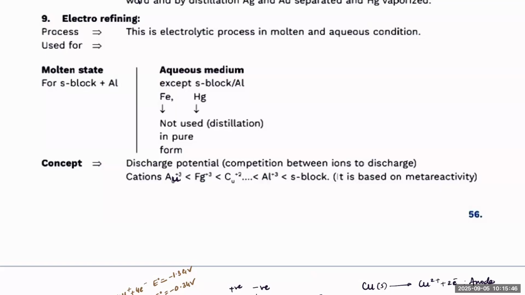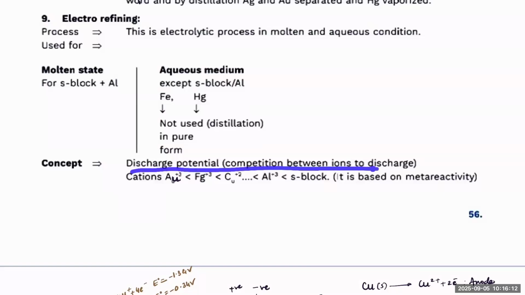In aqueous state, iron, mercury, correct? These cannot be used in molten state, so they have to be extracted in aqueous state, not just iron, mercury, I mean all of them. Usually you extract all of these in different forms here.